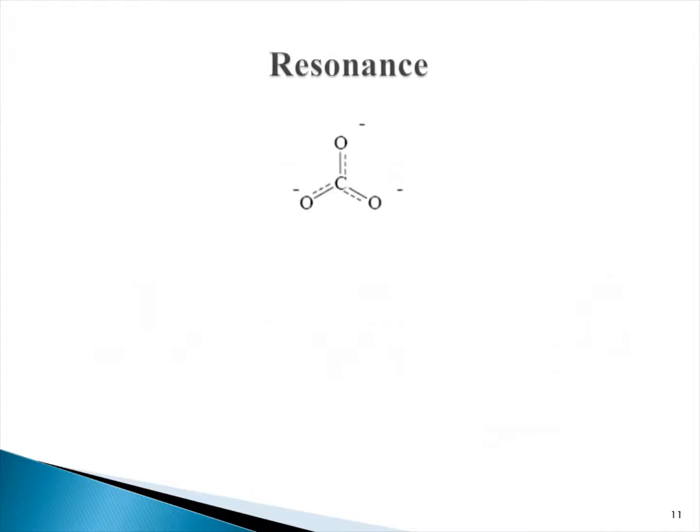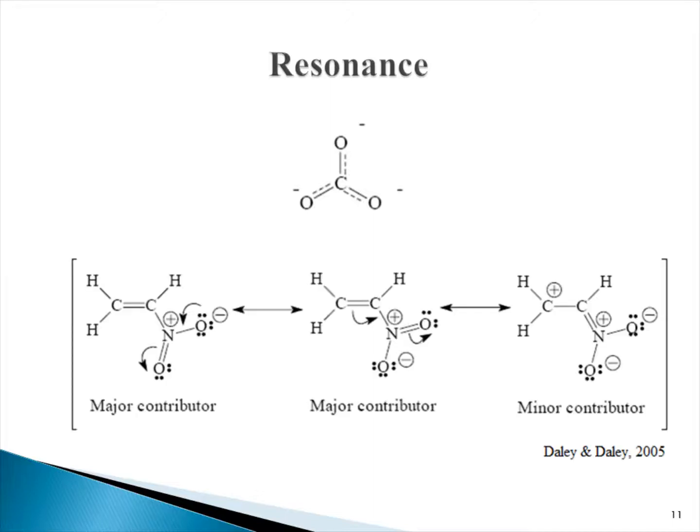There is only one actual structure, which is called a resonance hybrid of three Lewis structures, which are called resonance contributors. The properties of the actual molecule are the weighted averages of the properties of the resonance contributors. The three resonance contributors of the carbonate ion have equal energy and contribute equally to the structure of the ion.